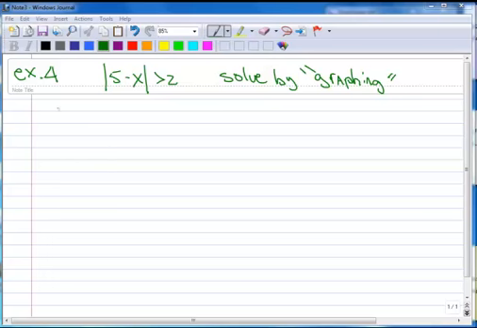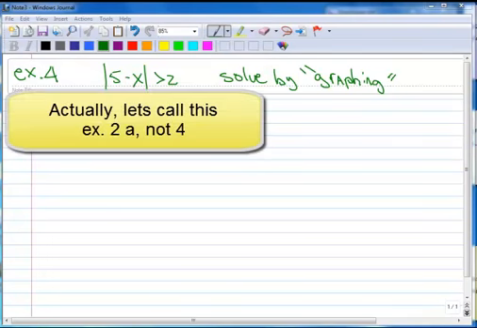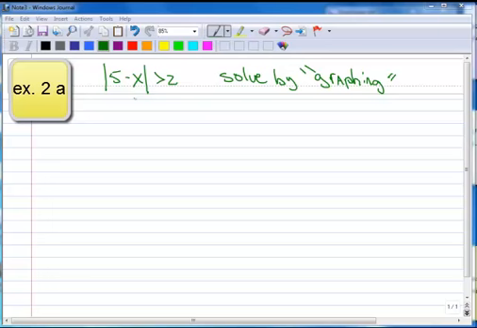Okay, in this example, example 4, this absolute value inequality is going to look very familiar. We already did this in example 1, but now we're going to solve this by graphing. I put graphing in parentheses because in another couple examples, I'm going to show you how to really solve by graphing using the graphing calculator. So this is just kind of graphing on paper. I use it as a check.